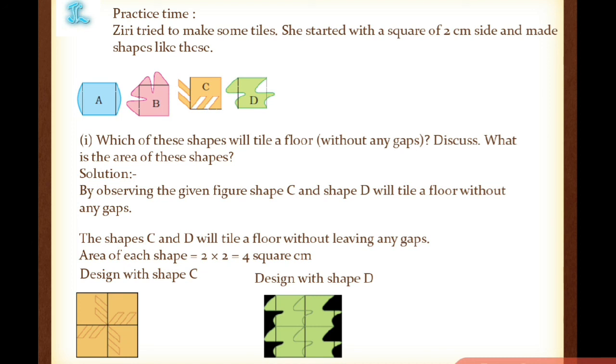Now by observing the shapes given, shape C and D will tile without any gaps, that is C and D. Because C, if I am taking, again the same shape I will take, yes or no, I will turn like this and put in this. See here I have given, yes or no. The extra projection in between will go inside the empty part in that way. And similarly D also will go like that.